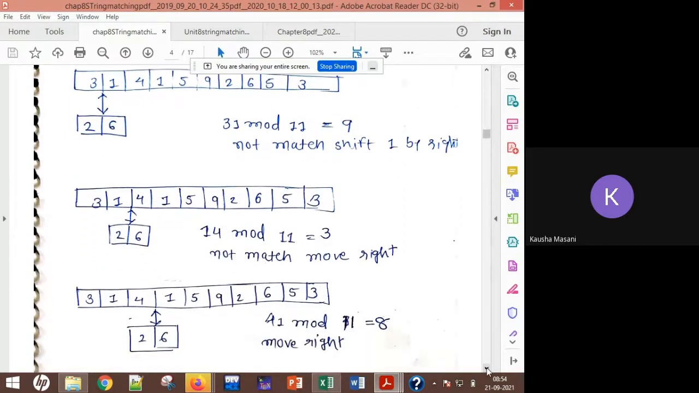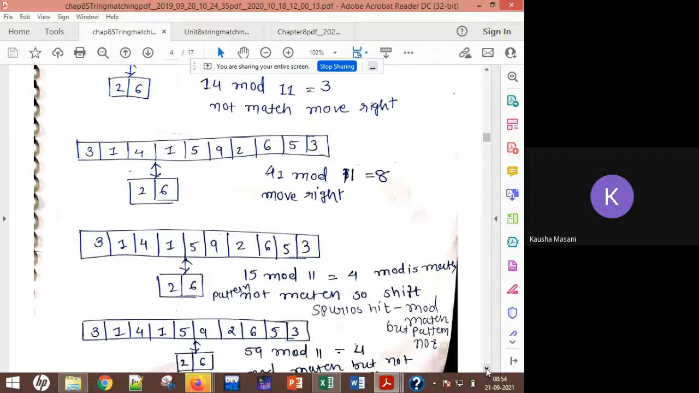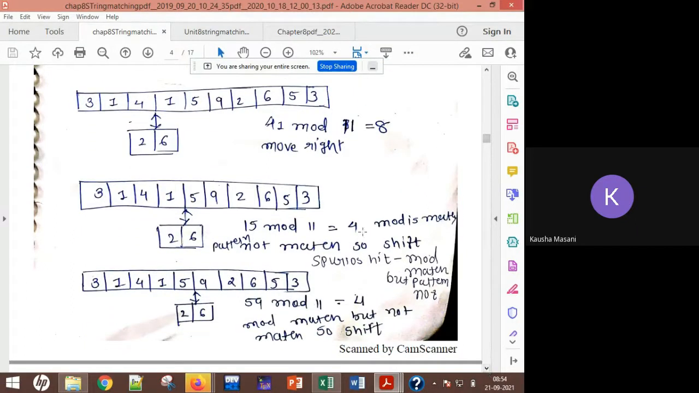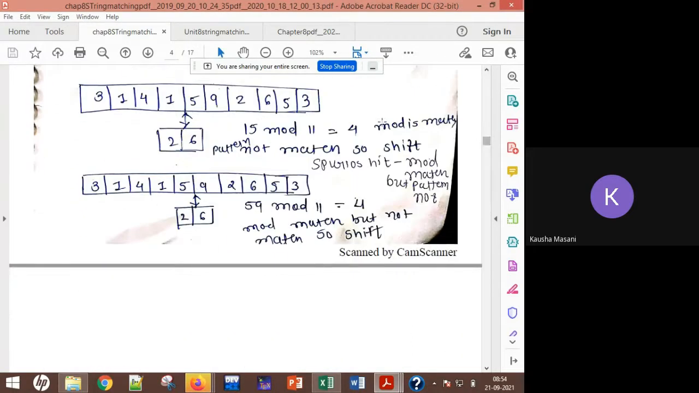Now 41 mod 11 is equal to 8. Okay, so 26. Again it is not matching, so again one step you will move right. Next will be what? 15, 1, 5, mod 11, that is equal to 4. Pattern is not matching, but the mod did match. If you see here, 26 mod 11 was 4. The pattern is not matching, but mod is matching. So what is this? Spurious hit.